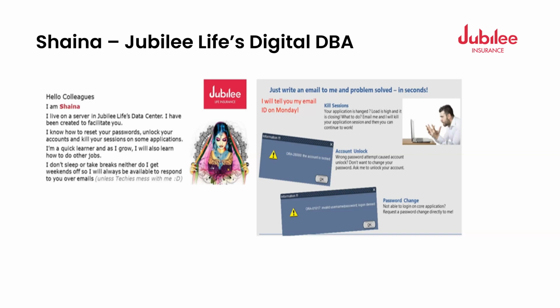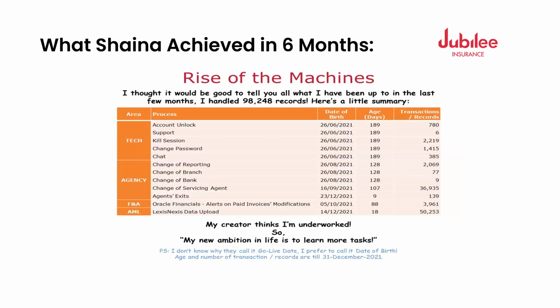So they created a bot, and they named her Shayna, and she is a virtual DBA. People at Jubilee Life could send her an email asking to unlock their account, change their password, or kill the session. And she performs the automated function on the database side in order to do those tasks. They had a humongous success with this bot, saving tons, like we said, 60% of the DBA's time, that now they could refocus back into the application development, which is their core business itself.